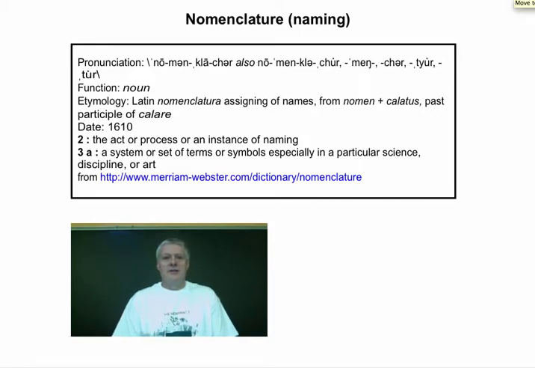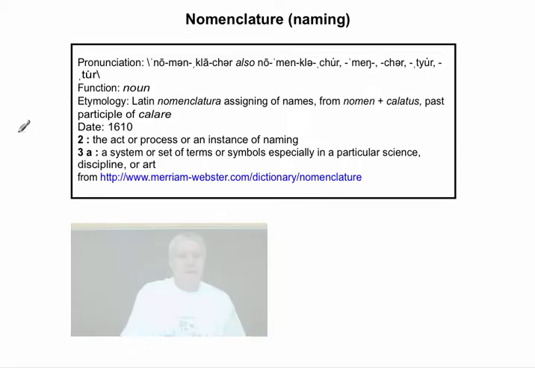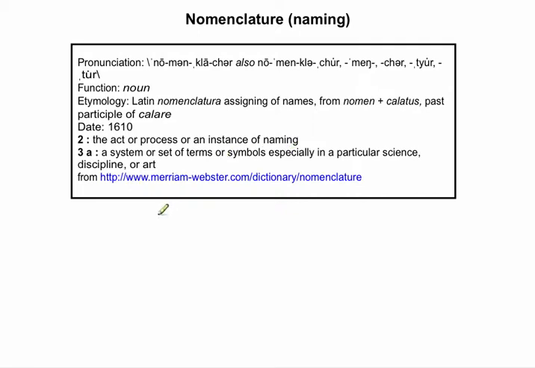This short video is going to deal with the topic of nomenclature, and specifically it's going to deal with the naming of simple binary ionic compounds. So first of all, it's useful to have an appreciation for what nomenclature really is. Let's have a look at this definition, and you'll see a lot of weird stuff that comes out of a dictionary, but also 2, the act or process or an instance of naming, and 3, a system or set of terms or symbols, especially in a particular science, discipline, or art.